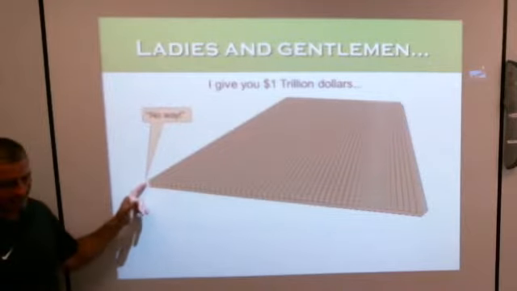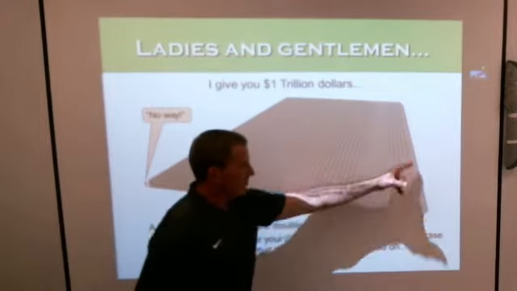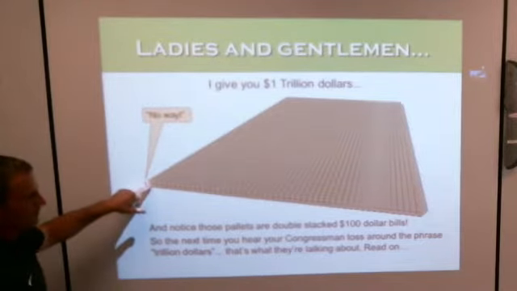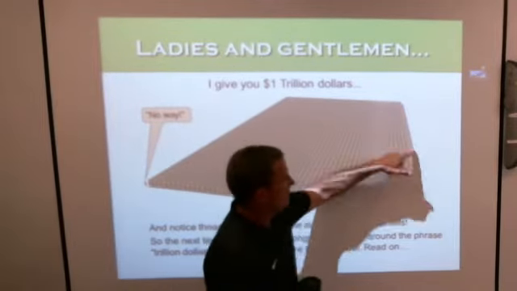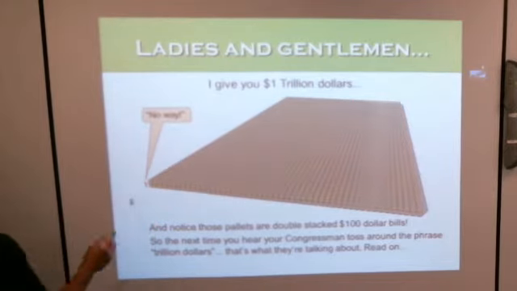This is the guy standing. Each of these is a pallet. It is double stacked, which would put it a little bit above my head. Remember, one pallet was $100 million, wasn't it? Each one of these pallets is $100 million. So you've got all those lined up back to back there. That's what they're talking about when you talk about $1 trillion.